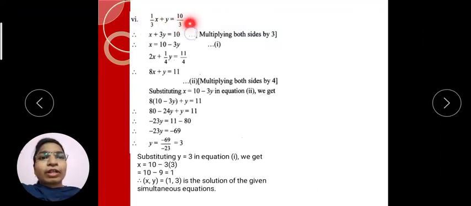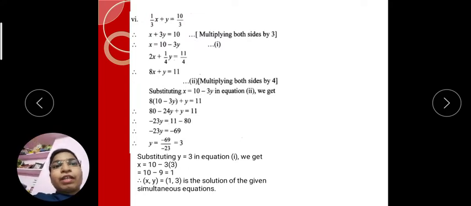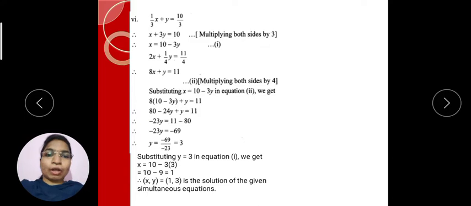Just when any variable has a fraction as its coefficient. In the first equation, if you are observing, x has the coefficient 1 upon 3, so 1 upon 3x plus y is equal to 10 by 3. So 3 is on the left side also, on the right side also. Both have the fraction. So multiply the equation first by 3 on both sides. Always remember, when you are doing any operation, you have to do it on both sides, LHS also, RHS also.